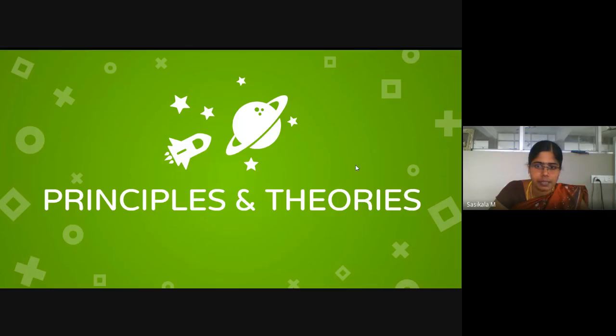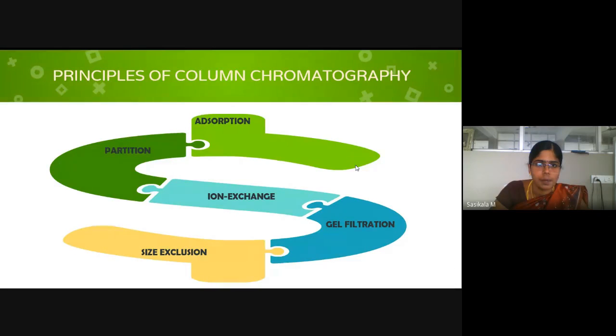Then principles and theories. Principles of column chromatography. There are 5 principles coming under column chromatography: adsorption, partition, ion exchange, gel filtration, and size exclusion. As per your syllabus, you will be learning about adsorption chromatography, adsorption column, partition column, ion exchange column, gel filtration, and size exclusion column chromatographies. So these are all the principles we will be learning.